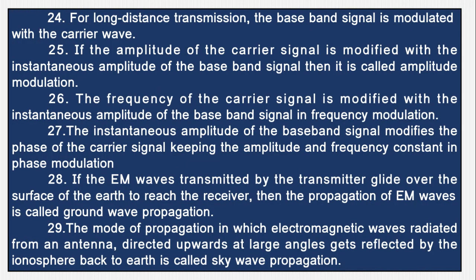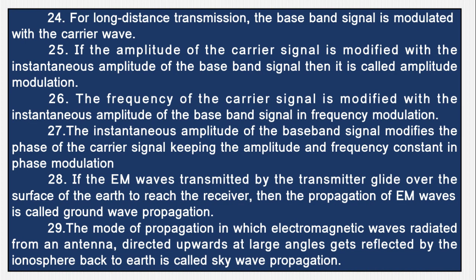24. For long-distance transmission, the baseband signal is modulated with the carrier wave. 25. If the amplitude of the carrier signal is modified with the instantaneous amplitude of the baseband signal, then it is called amplitude modulation.